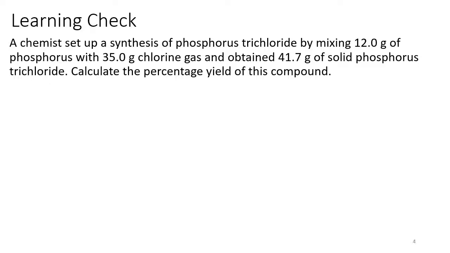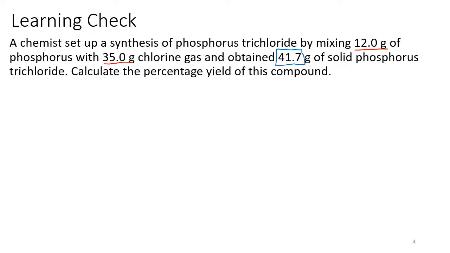So in this example, we're going to have to do a few things. We're going to have to write a chemical equation and balance it. We're going to have to do a limiting reactant type problem as well because we're given the masses of both of our reactants. The 41.7 grams that we're told was obtained is going to be our actual yield because that's what someone got when they went and did this reaction. So from our limiting reactant problem, we will be able to figure out our theoretical yield.